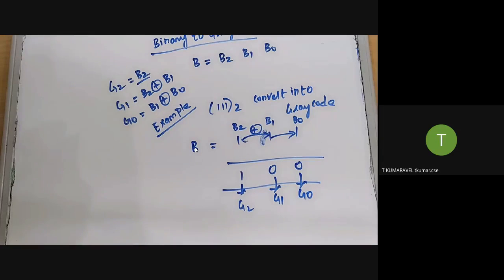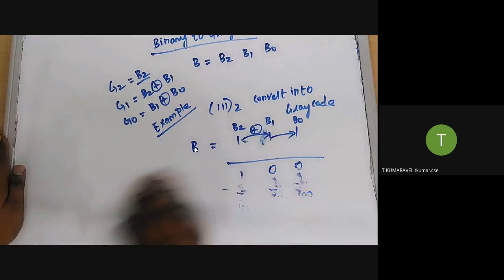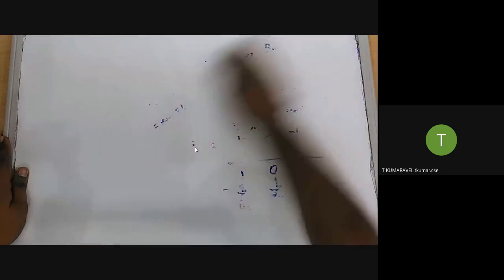No, sir. Okay, so now I'm taking a 3-bit Gray code value, and for that I'm going to design the circuit diagram for the code conversion. My task is to take the input as Gray code and convert it into binary. For that, I'm going to draw the circuit diagram.